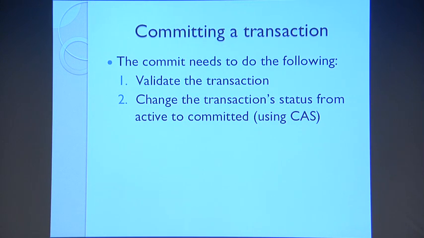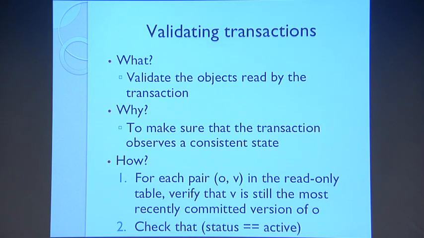And then you try to change the transaction status from active to committed using CAS. Why CAS? Why do we need to use CAS here? Because if we had a conflict with another thread, it might also want to change our status. It decided that we need to abort, so it might also try to change our status to aborted, and so it needs to decide to be either committed or aborted, and this is how we gain it.